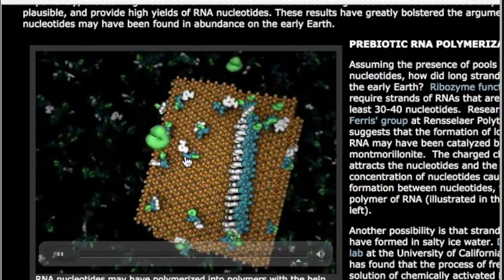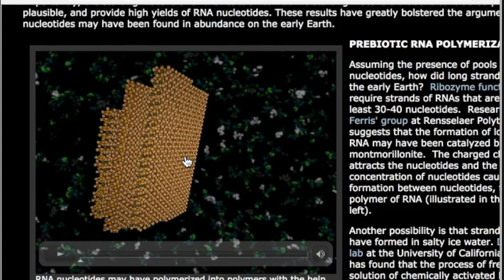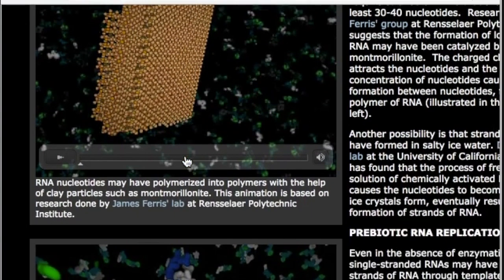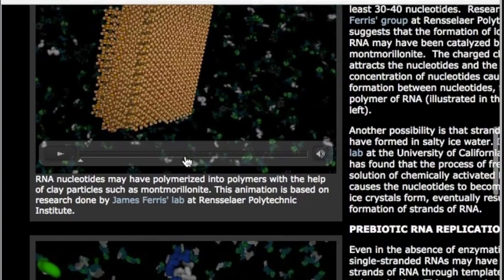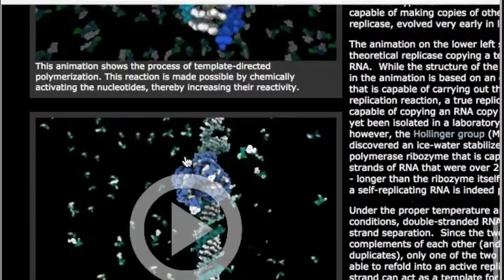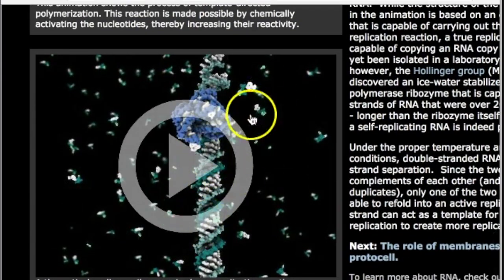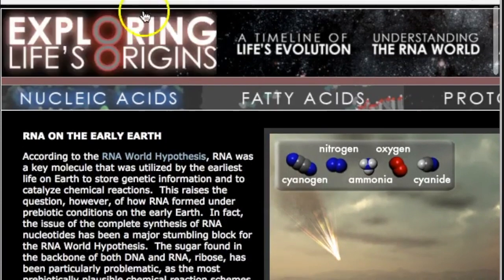So this is something that has been observed in the lab. We see this kind of polymerization happening. And the building blocks of RNA are just those carbon and hydrogen-rich molecules. So if you want to explore this a little bit more, it talks more about how some of these can be enzymes themselves.